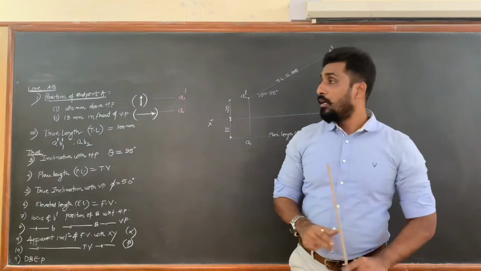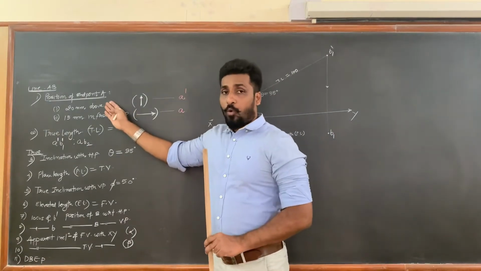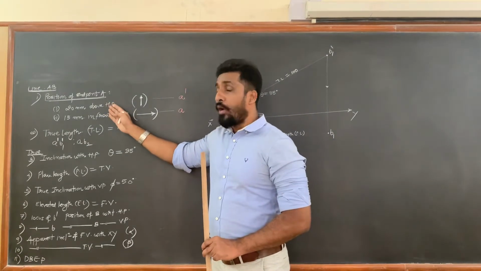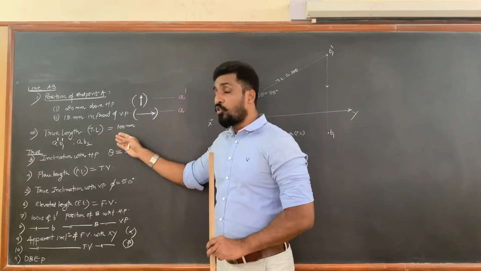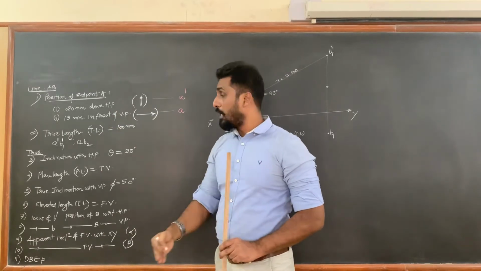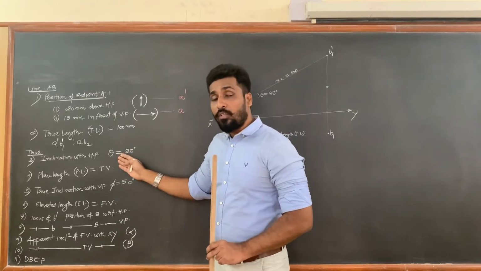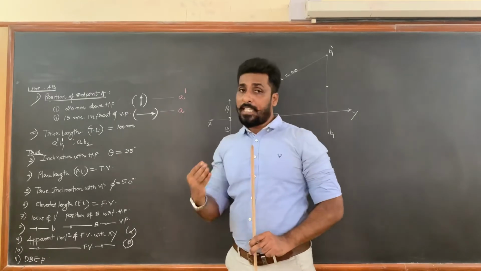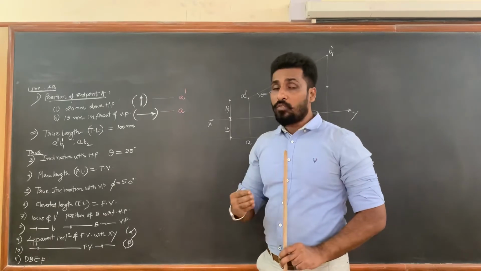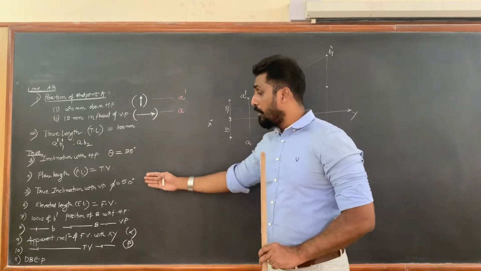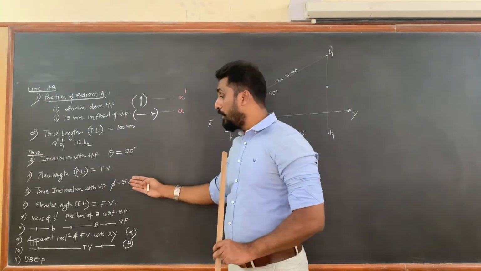So people, I have given you the position of the endpoint. Endpoint A, 20 mm above HP, 15 mm in front of the VP. That's 2 number of data. I have given you the true length of the line. That's 3 number of data. I have given the true inclination of the line with the HP. That's 4 number of data. I have given you the true inclination of the line with the VP. That's 50 degrees. So we'll come to that a little later.